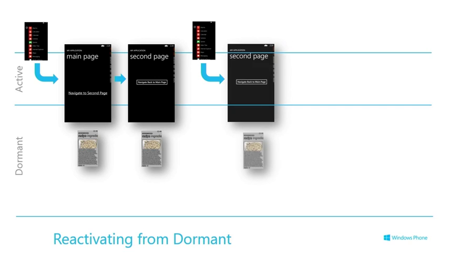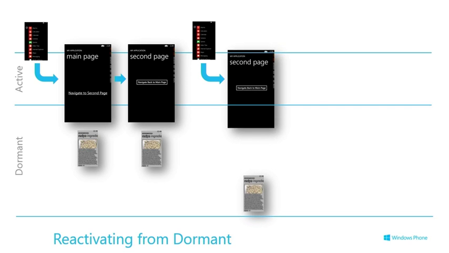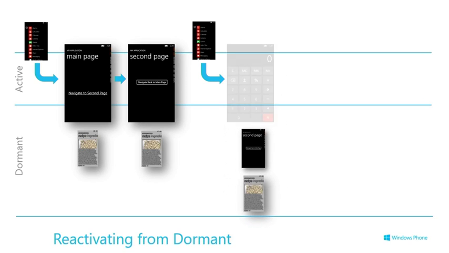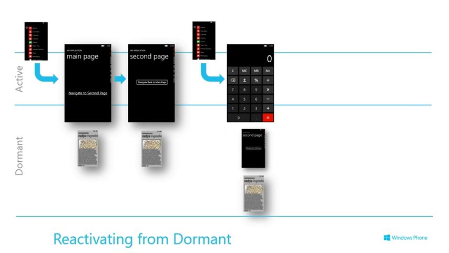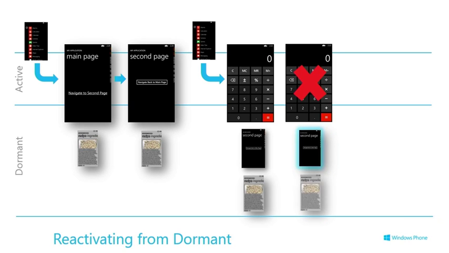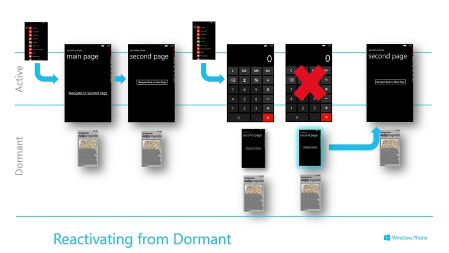But then the user could decide, you know what, I'm going to launch a different app. So our app is made dormant and sits alongside the Contoso cookbook. And now the user is running the calculator, for example. The user does their calculation and then closes the calculator when they're done with it, hits the back button. And at that point, our app gets reactivated and we pick up. Notice we pick up back on the second page, and that's all handled for you automatically. That's nice.